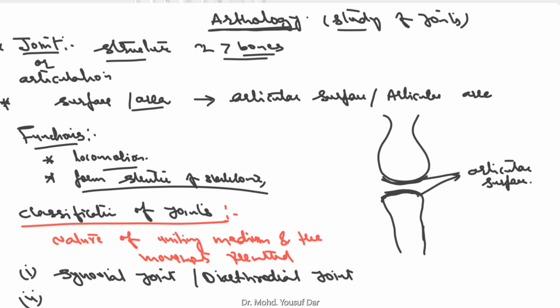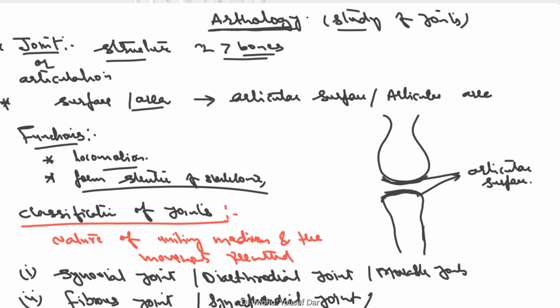The second type is known as the fibrous joint or synarthrodial joint. Diarthrodial joints are movable joints, while fibrous joints are immovable joints, while the third one is the cartilaginous joints or amphiarthrodial joints. These cartilaginous or amphiarthrodial joints show restricted movement.